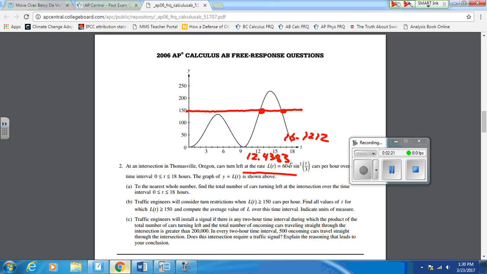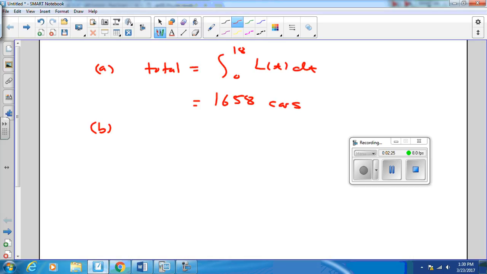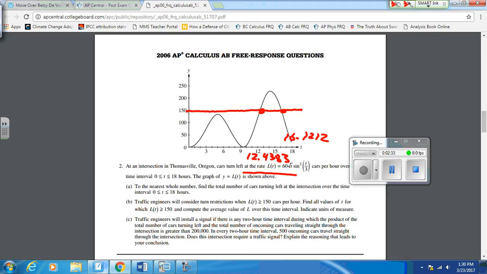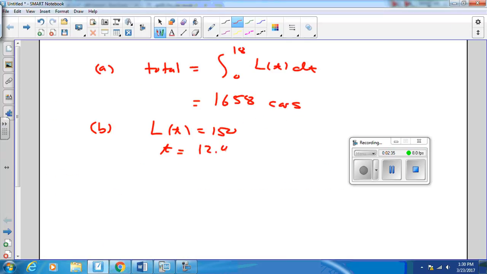And now, in terms of what I need to show, I would show L of t equals 150, t equals those two numbers, 12.4383 and 16.1212. And now I need to find the average value of L over this, and this is a simple matter of averaging.